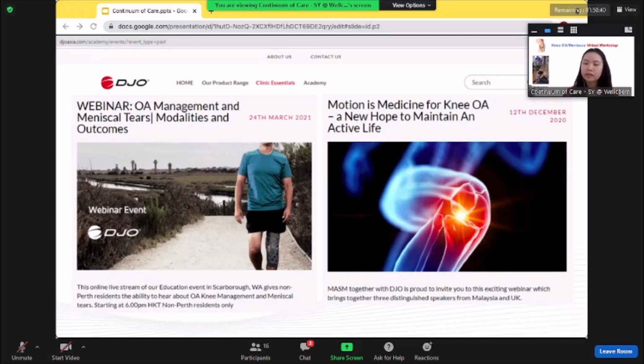day. And in this second webinar, it also highlighted some clinical evidence which emphasized the importance of knee joint movement and functional exercises for the conservative management of knee OA. The speaker also talked about the motion is medicine approach, which encourages optimal loading exercises as part of the holistic management of knee OA.